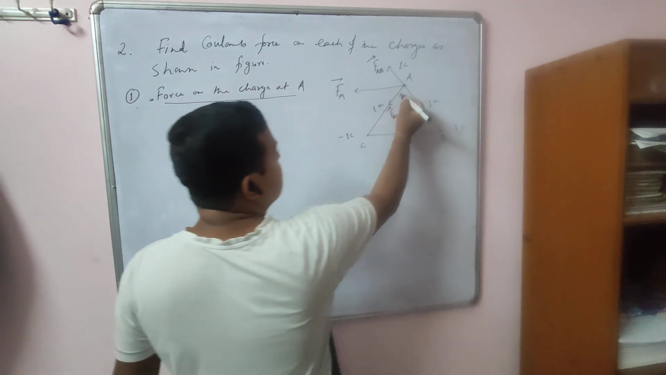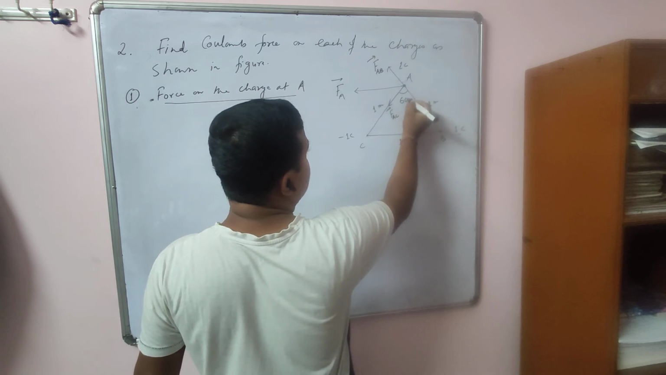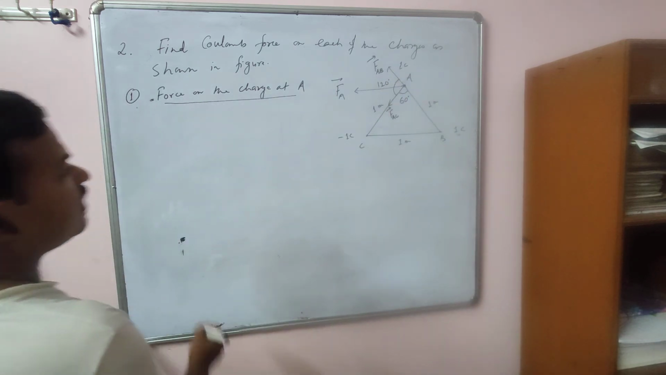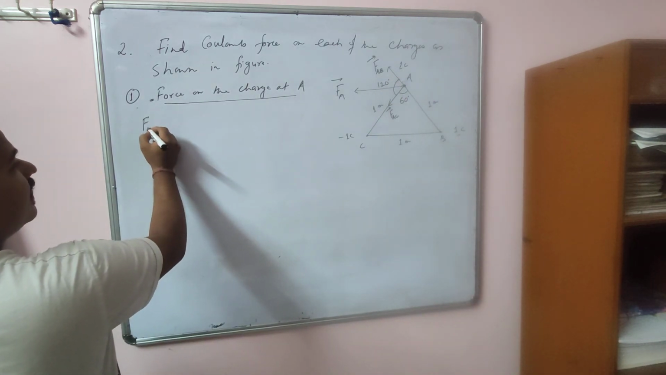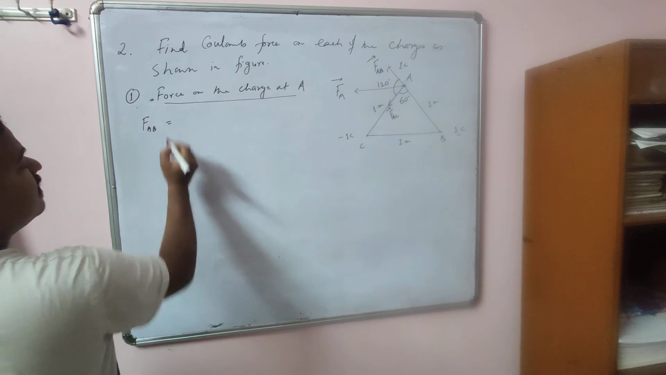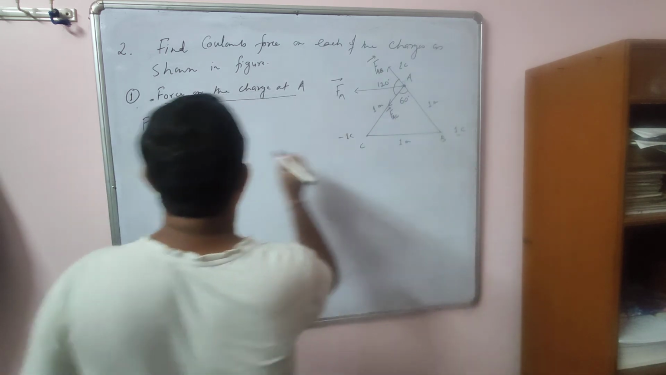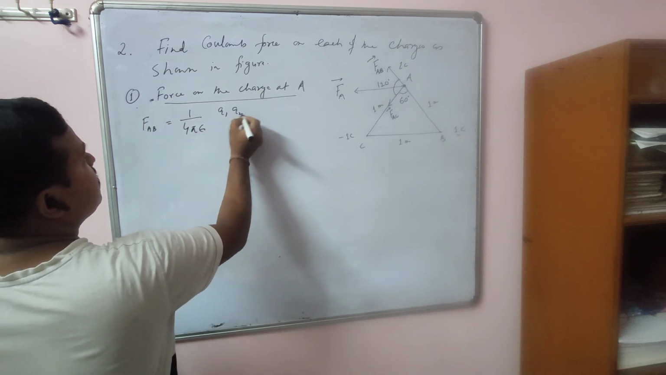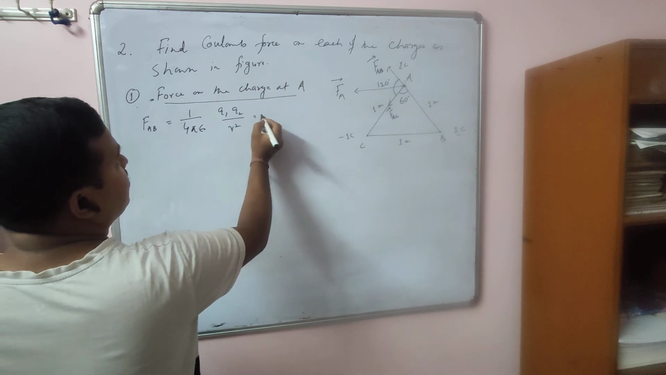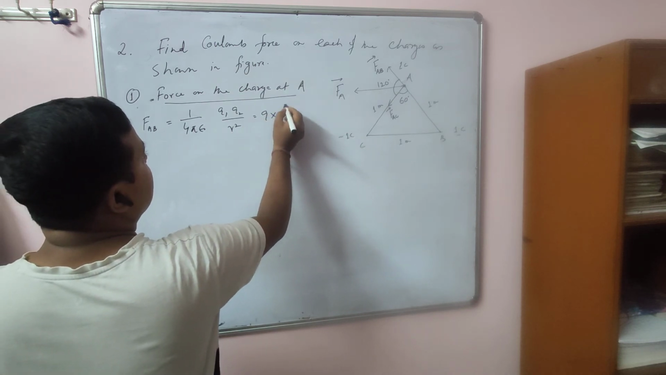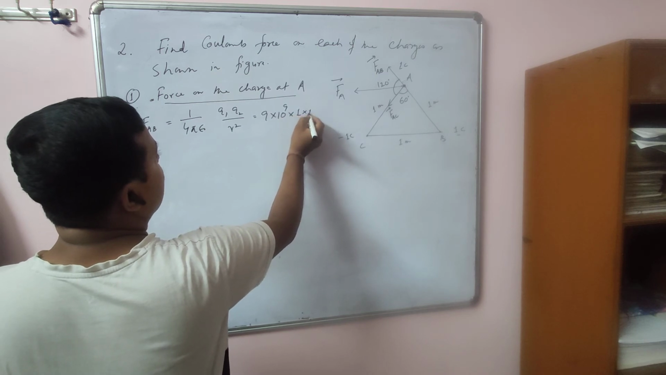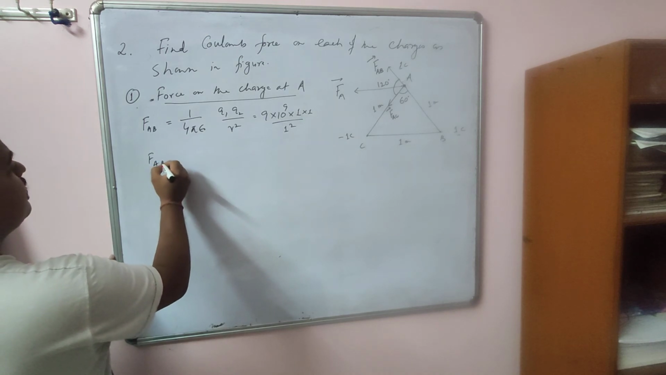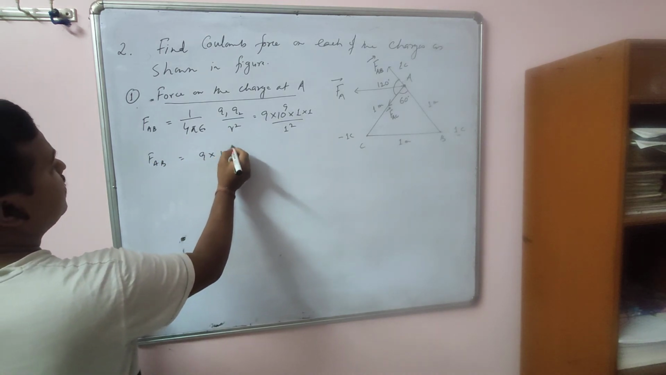Now what is this angle? This is 60 degrees because I have considered an equilateral triangle, so this is 120. The rest you can easily find out. First you find the magnitude of F AB, the force between these two. It is 1 by 4 pi epsilon, Q1 Q2 by R square. Here it is 9 into 10 to the power 9, Q1 is 1, Q2 also 1, distance also 1. So F AB is simply 9 into 10 to the power 9 Newton.